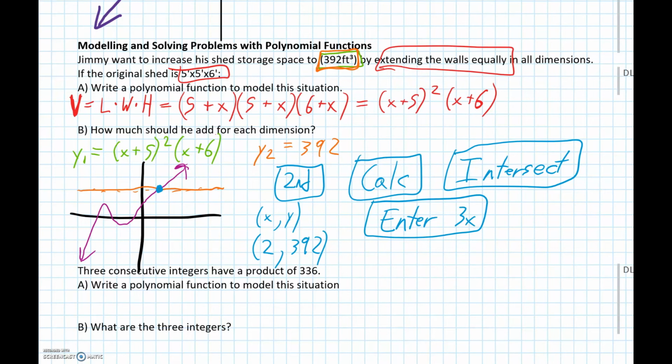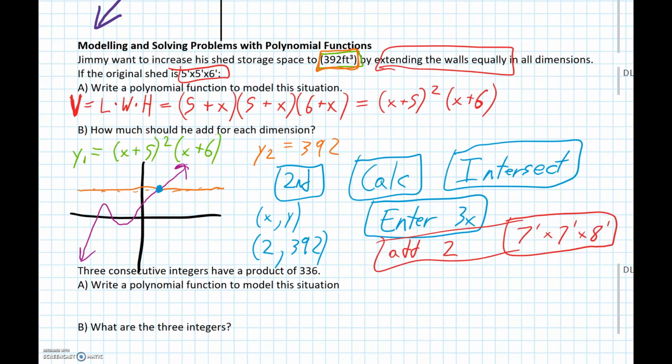So we're going to add 2 to every direction. The other way the question might be worded is, what are the new dimensions? So you'd have to write 7 feet by 7 feet by 8 feet. Both ways are pretty common to be asked. Probably what are the new dimensions is a little bit more common.